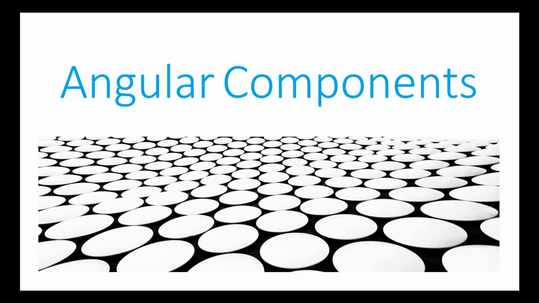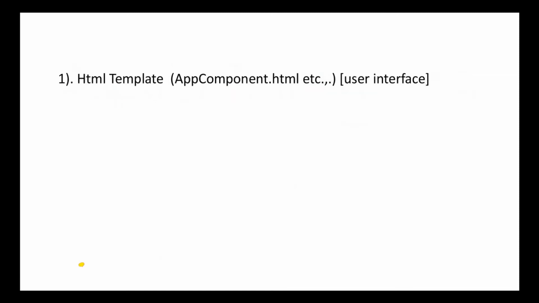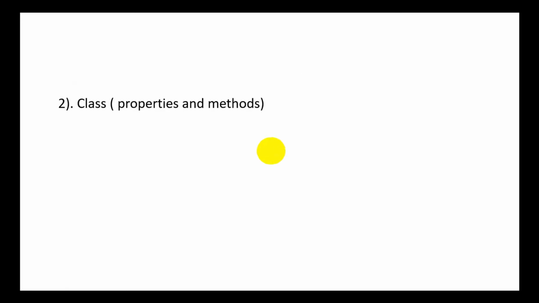A component is generally made up of three parts. First one is template or HTML view. It is the user interface for our application. It uses HTML. Second one is class. A class is used to support the view. It is written in TypeScript. A class will have properties and methods which are used in that class to control the logic. For example, if you click a button, then a particular text should hide.